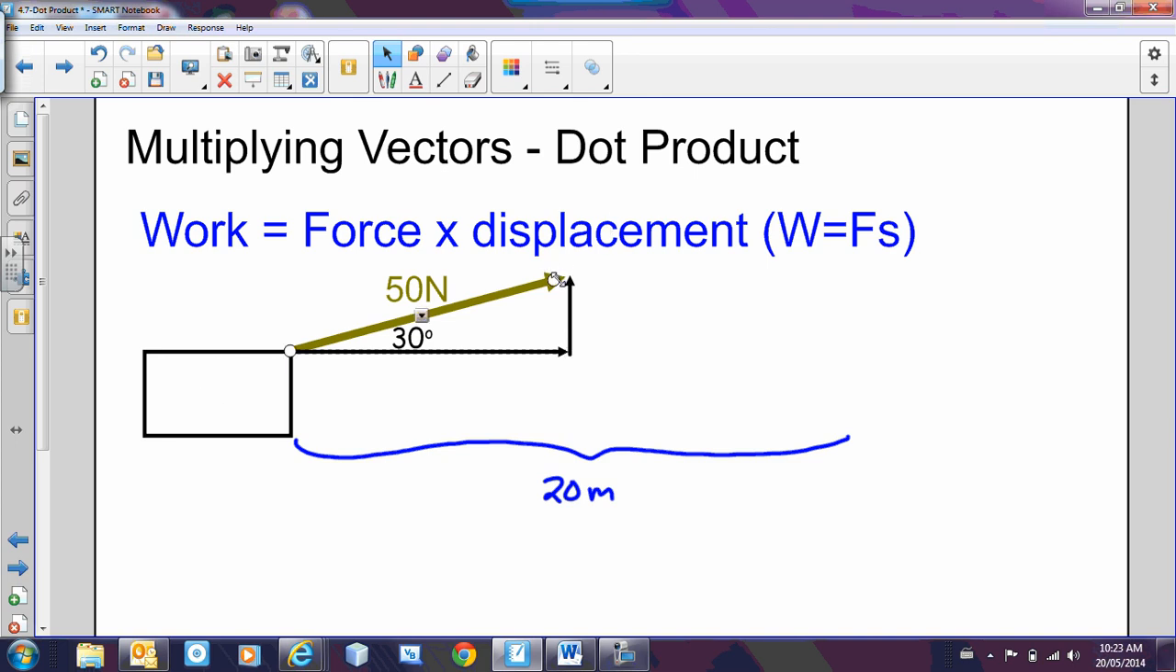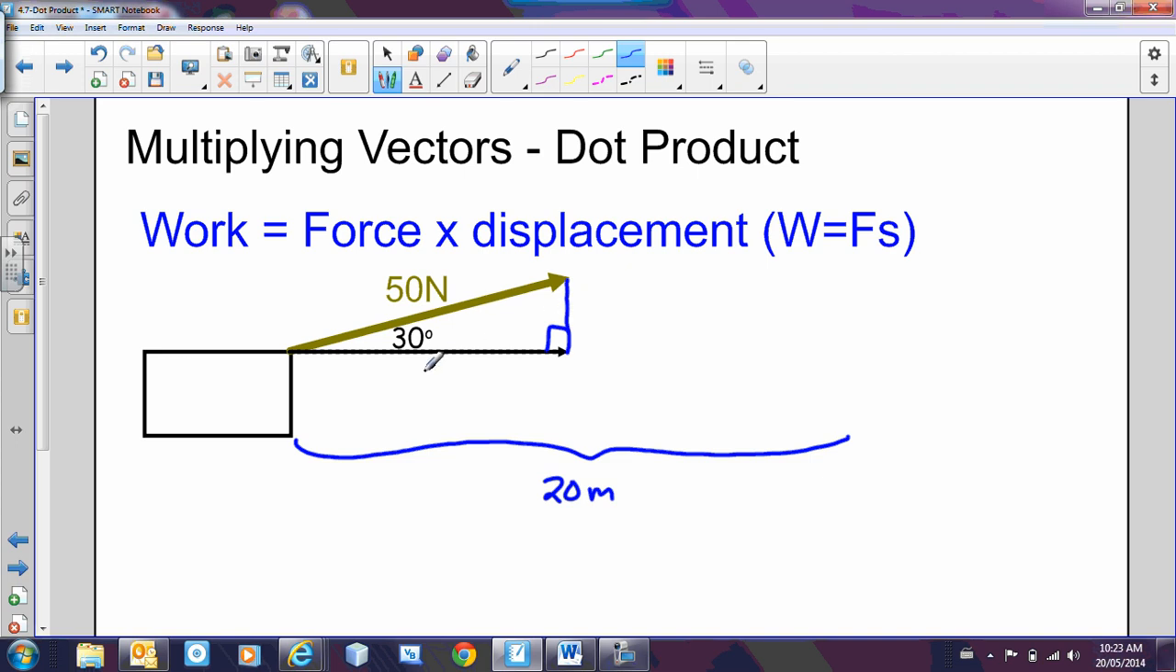By the same token, if I tried changing this and pulling this way, the box probably wouldn't even move, even though I'm exerting the same amount of force. So really what I'm interested in is the force in the direction of the movement. How would we figure that out? Well, if I put that back in, I end up with a right angle triangle here. The amount of the 50 newtons that is in this direction is going to be a simple trig question.